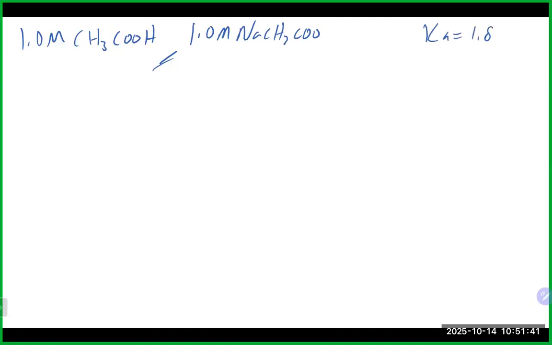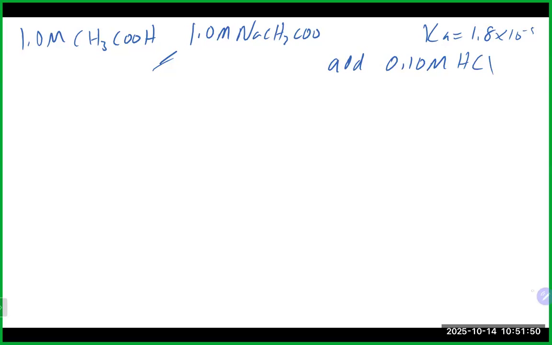So we basically have the same buffer happening. We got our 1 molar acetic acid, and we have our 1 molar sodium acetate. And we have our Ka value that's still the same. And in this case, we are going to add an additional 0.1 molar HCl to it.